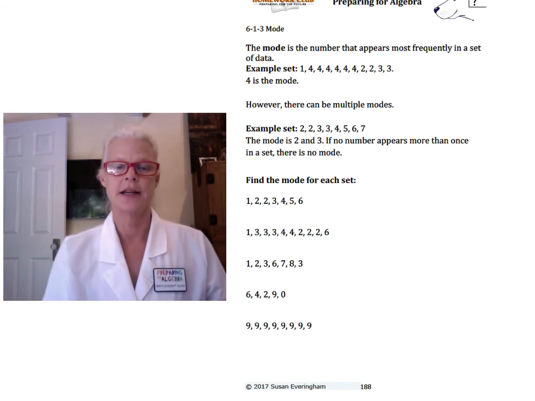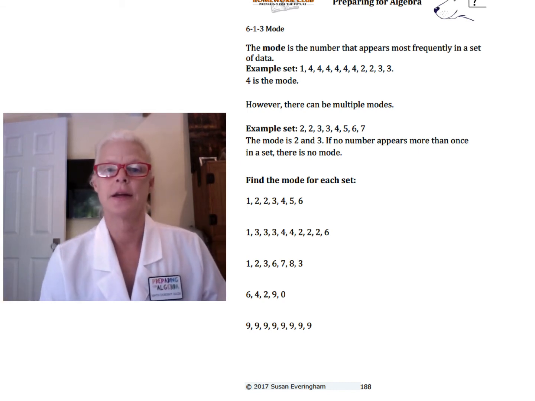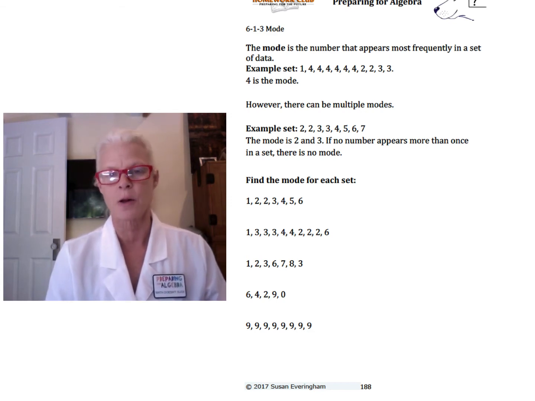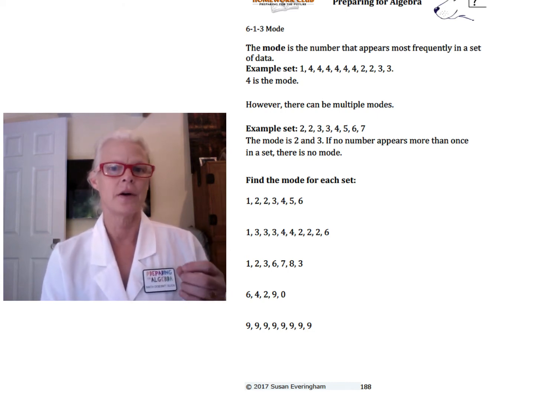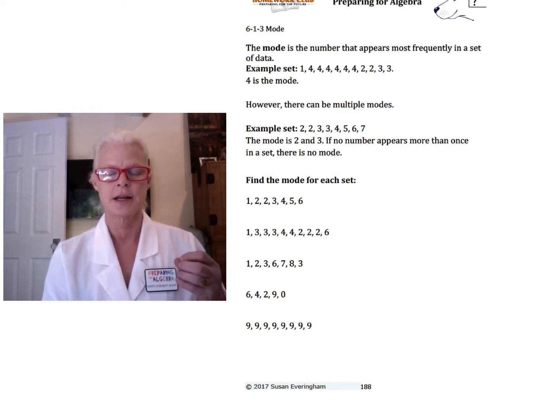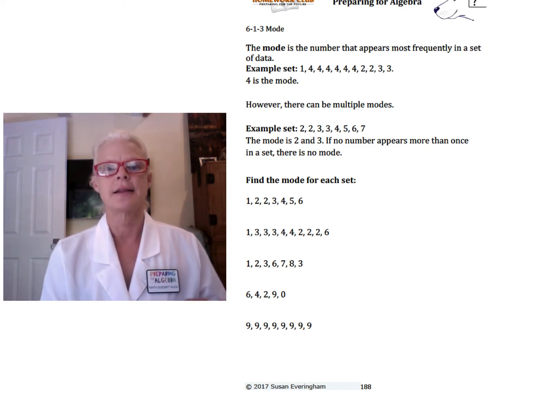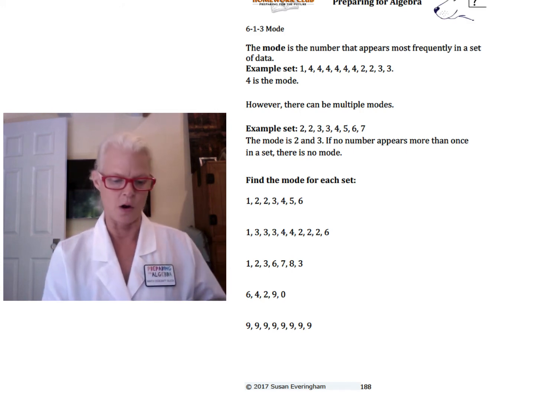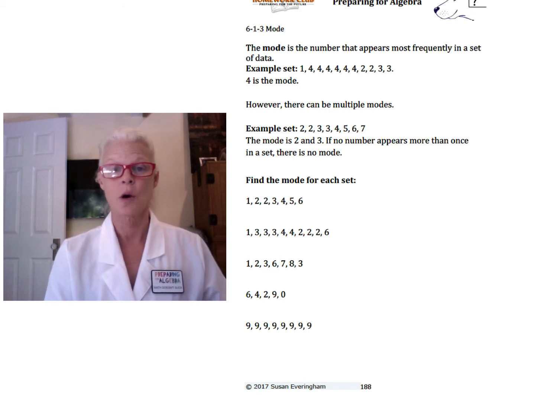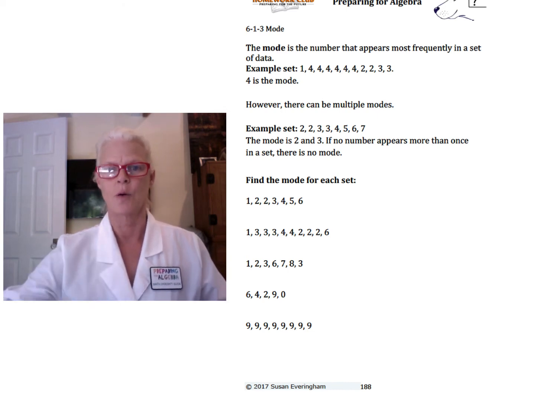Page 188 is mode, and this is the number that shows up the most often in a set of numbers. So the first example has a whole bunch of 4s. So that is the mode for those sets of numbers. Now when there is a set of numbers that has, for example, two 2s and two 3s, then you can say that the set of numbers has no mode. It has to be the one number that shows up the most frequently. Go ahead and find the mode for each of these sets of numbers, or if it has no mode, make a mention of that. We'll go on to the next page.